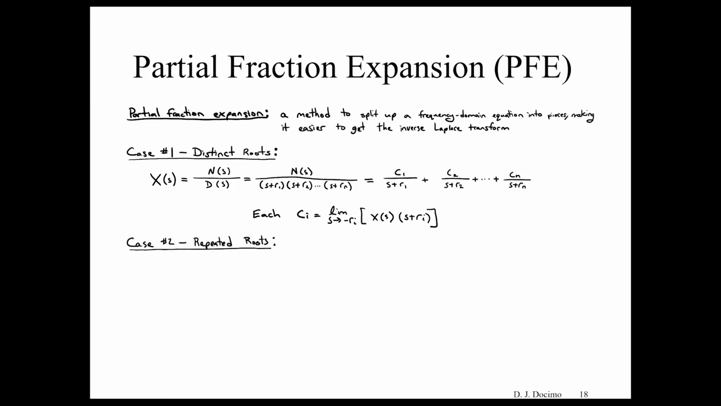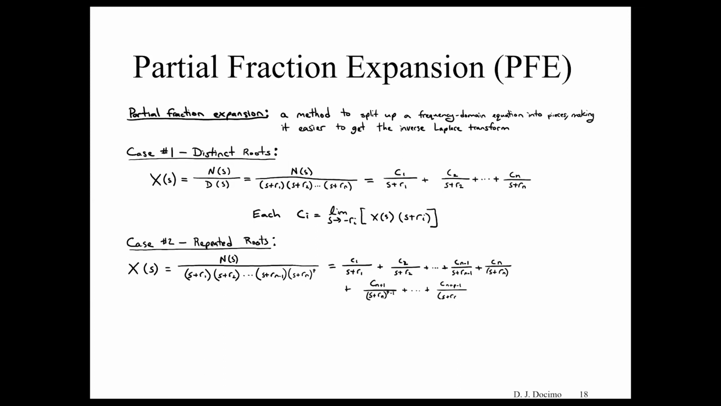Now for case number two, where we have repeated roots, we can't do exactly the same thing. Again, let's say we have some numerator and some denominator, but at the end of this denominator we have multiple of the same root, or a power essentially. So we have rn, which is repeated p times in this case. We can still break this up in the same way as before. For r1 to rn minus 1, it would be exactly the same as before.